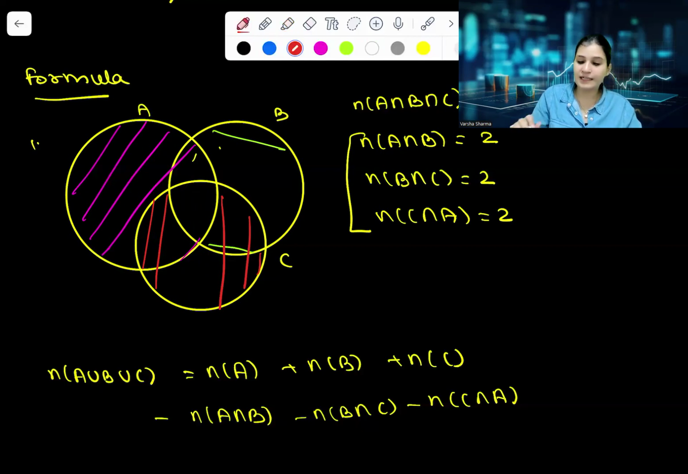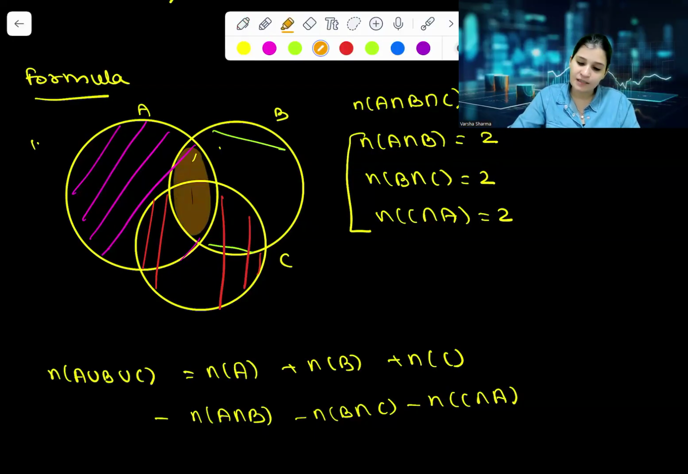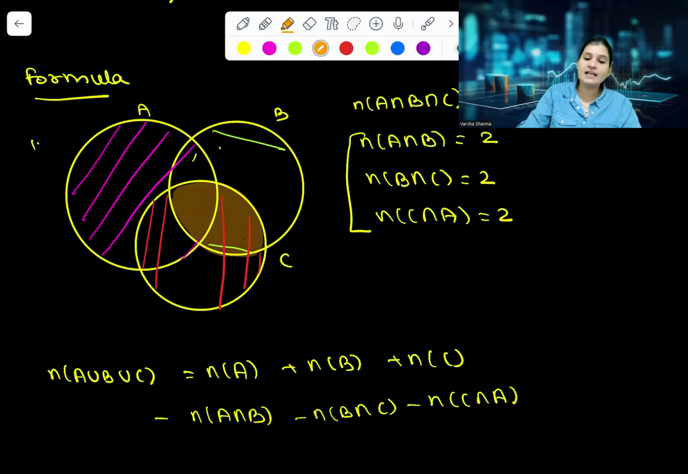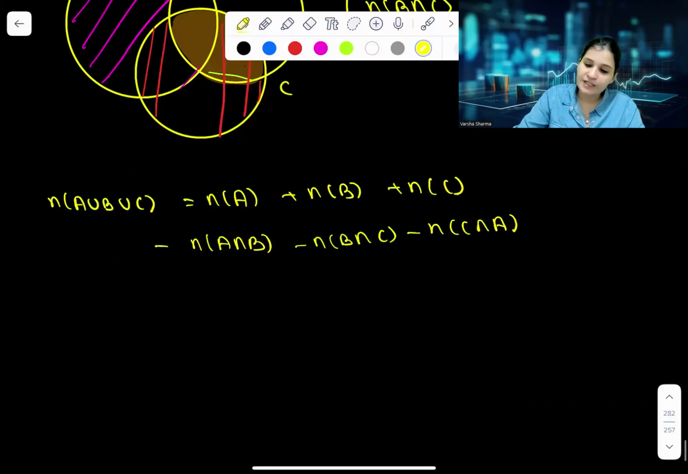So what was the problem that arose? Earlier, the common part of all three was counted thrice. When I subtracted A intersection B, the common part got subtracted once. Then subtracting A intersection C, it got subtracted twice. Then subtracting B intersection C, it got subtracted one more time. So earlier I counted it thrice with A, B, C, and now I subtracted it thrice. So the count has become zero. But I need to count it at least once. So we again add it.